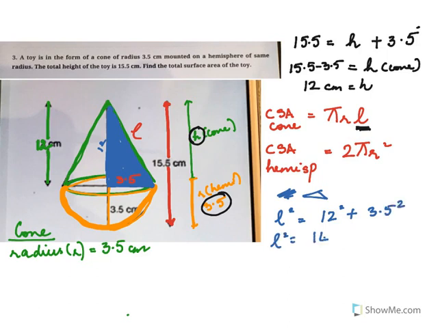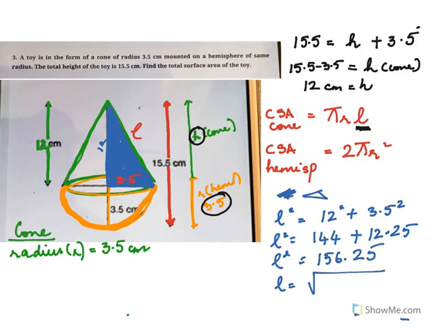So L square is 144 plus 3.5 square, which is 12.25. When you add this up, you will get 156.25. So your L will be the square root of 156.25. And if you take the square root, this L works out to be 12.5. So the slant height now is 12.5.